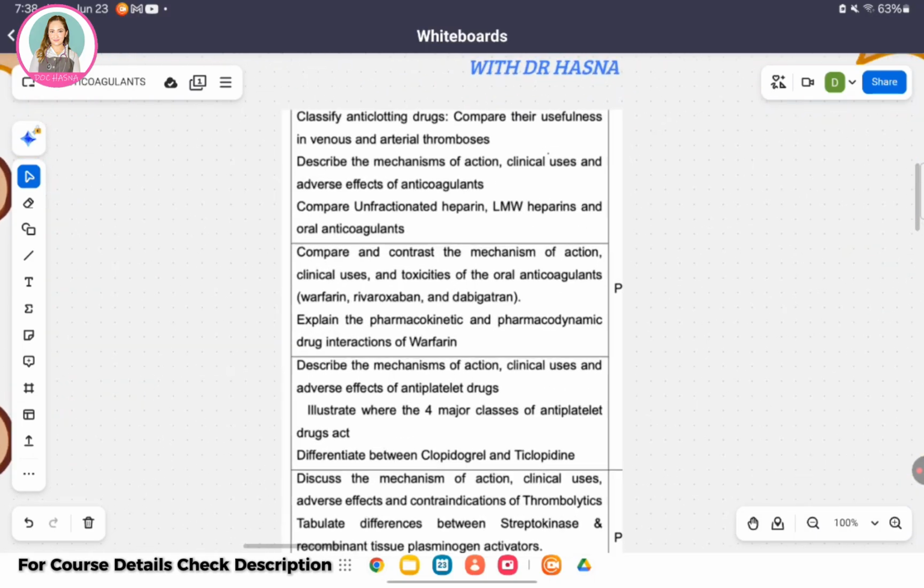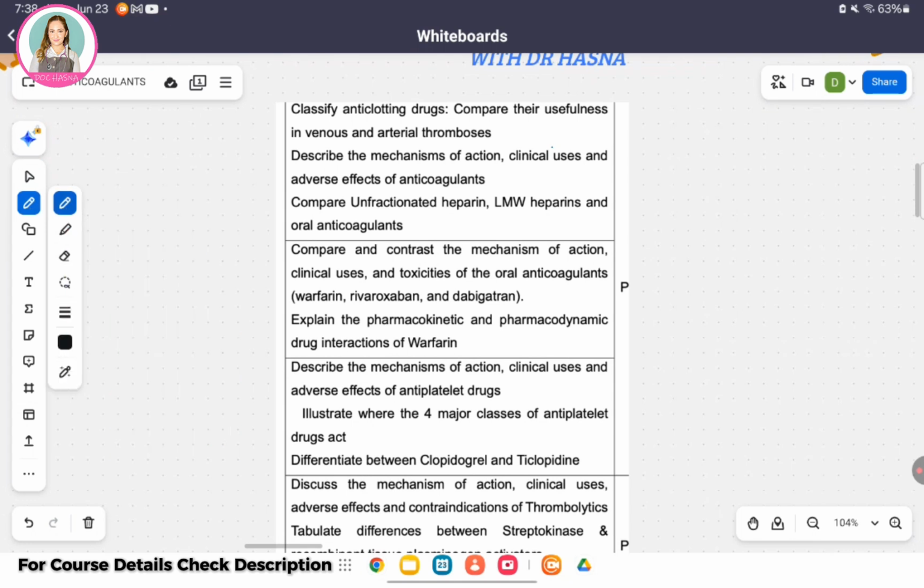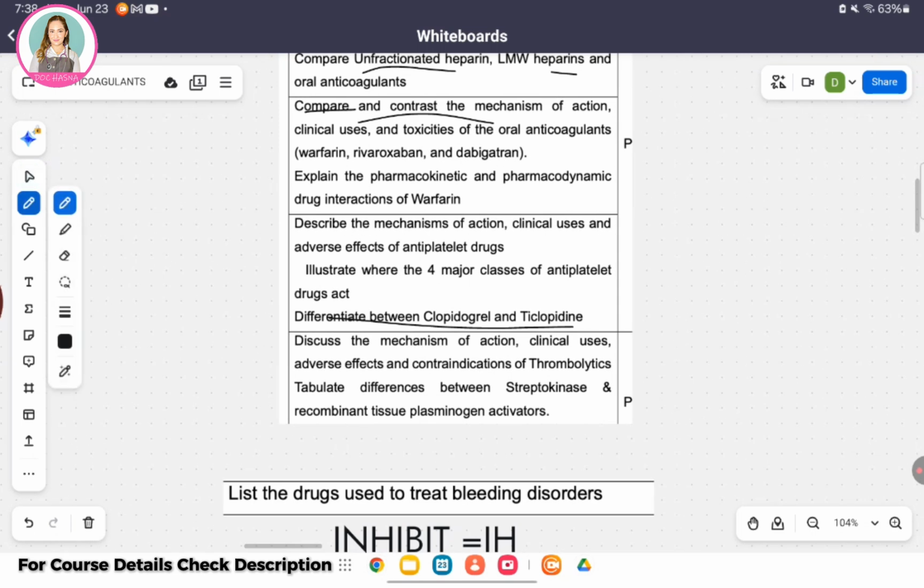So let's go through the LOs first. They say: classify the anticlotting drugs; compare their usefulness in venous and arterial thrombosis; mechanisms of action and clinical uses of anticoagulants. Compare. So guys, there's going to be a bunch of comparison LOs. Everywhere it's just differentiate, compare, contrast. Let me show you. Tabulate differences.